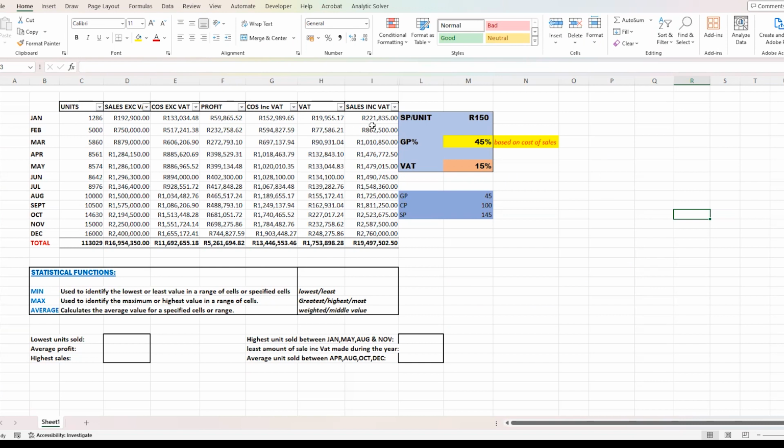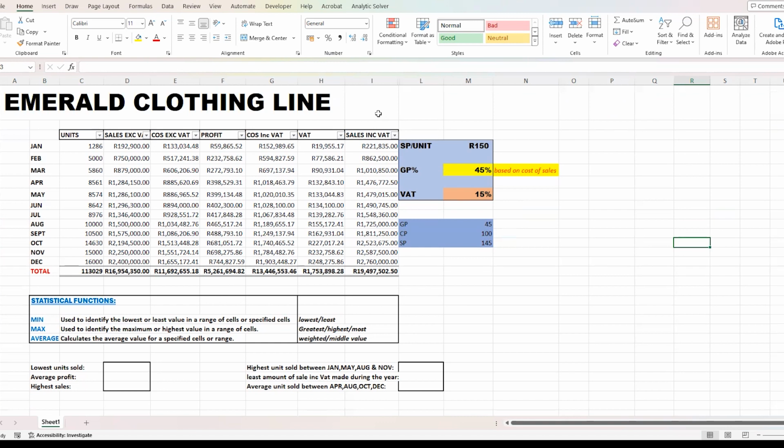So let's go back to our business. We're going to keep this video quite short now that we understand how minimum, maximum, and average work. Remember, these are not the only functions. We are building on Excel, so we're going to have much more statistical functions as we go, especially when we start looking at the graphs and when we do data analysis. We're going to come back to statistics and do more functions under statistical functions. So like I was saying, we are still busy with Emerald Clothing Line.